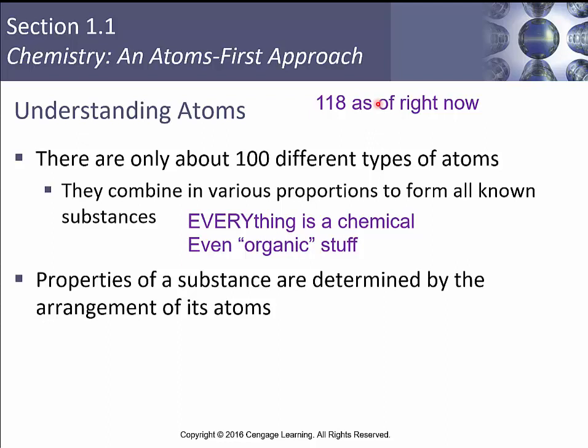Organic stuff, if you are a scientist, just means that it has carbon in it. So any pesticide that you get is going to be organic. But then again, so is VX gas. VX gas is organic. Properties of a substance are determined by the arrangement of its atoms.